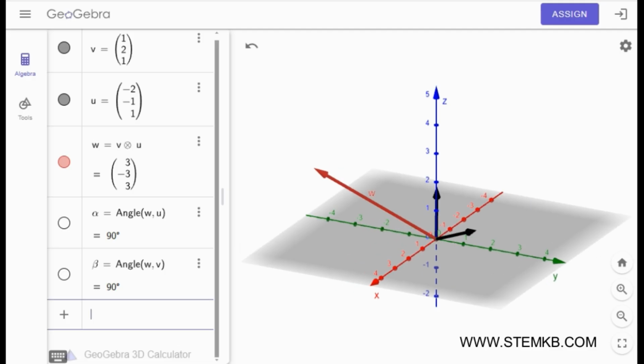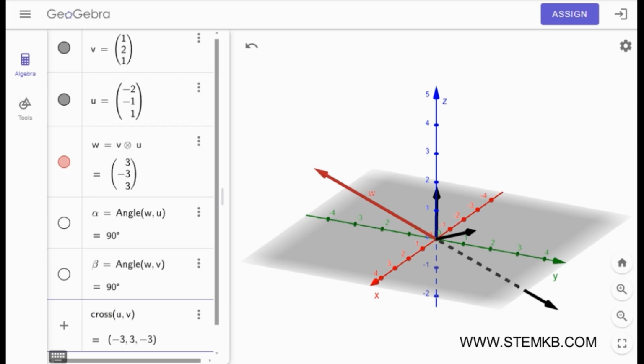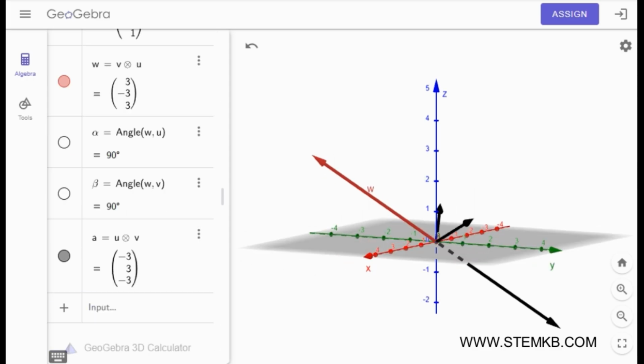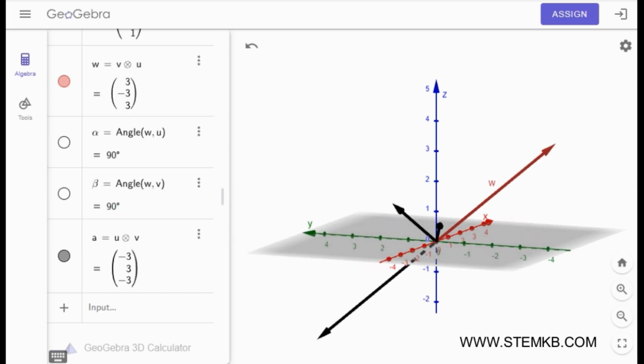Well, that was super easy. That's how you do it. Super straightforward, very quick, and hopefully that helps all of you out there calculate some cross products of vectors in GeoGebra.